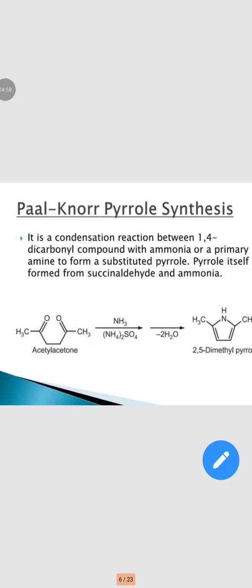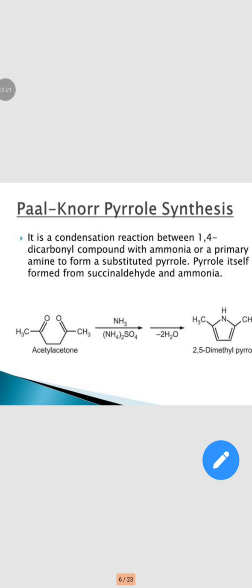Then second method is Paal-Knorr pyrrole synthesis. It is a condensation reaction between a 1,4-dicarbonyl compound with ammonia or a primary amine to form a substituted pyrrole. Pyrrole itself is formed from succinaldehyde and ammonia.